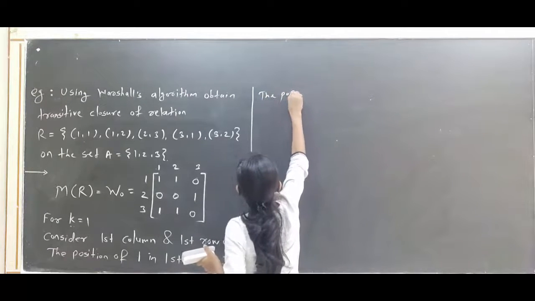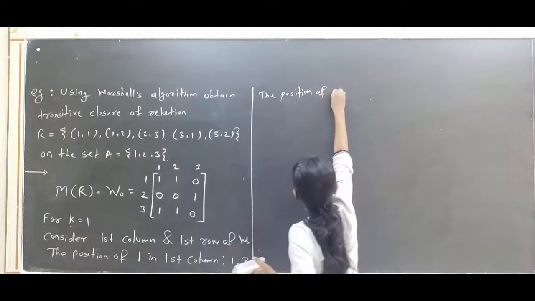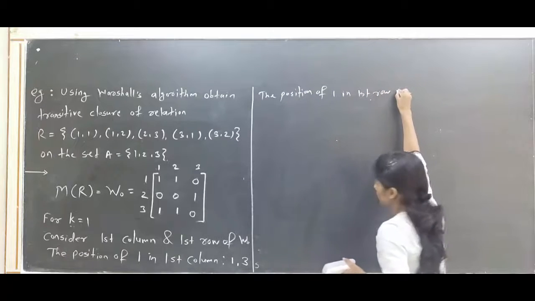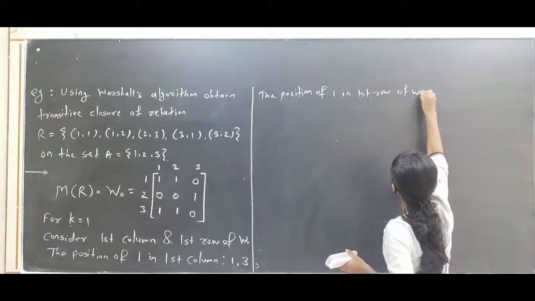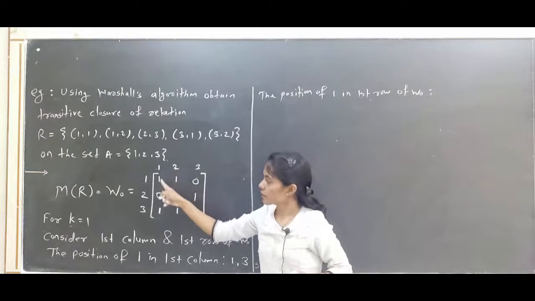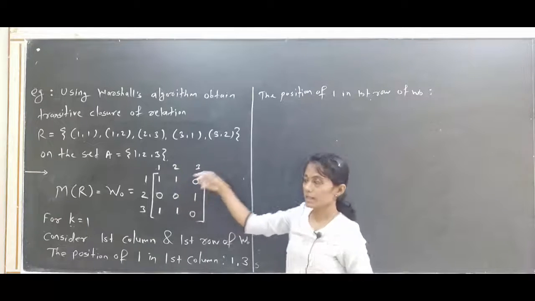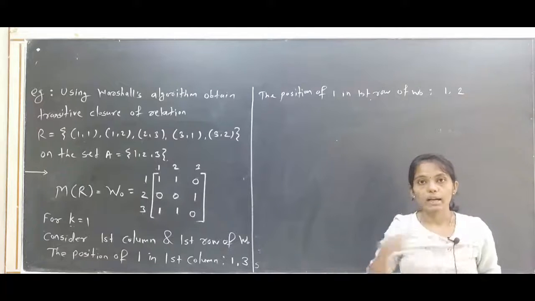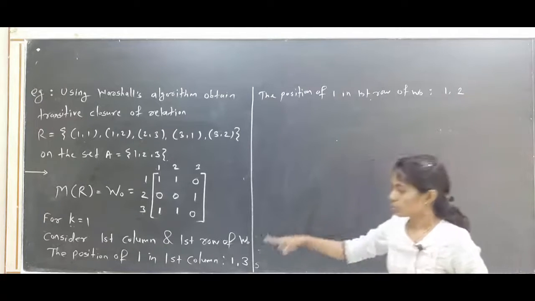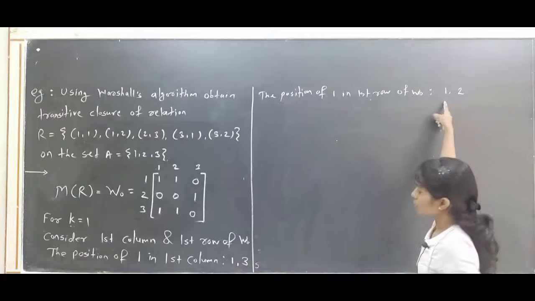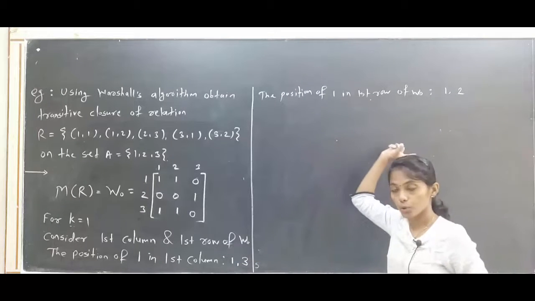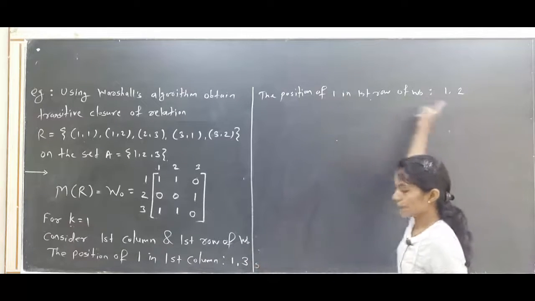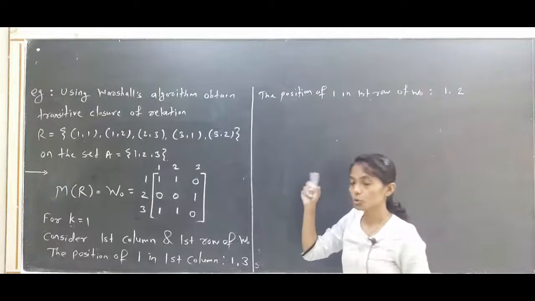The position of 1 in the first row of W naught. So 1 is placed in the first position and in the second position. So 1, 2. Now we take the Cartesian product of the positions of the column to the positions of the rows, that is, column to rows: 1 1, 1 2, then 3 1 and 3 2.